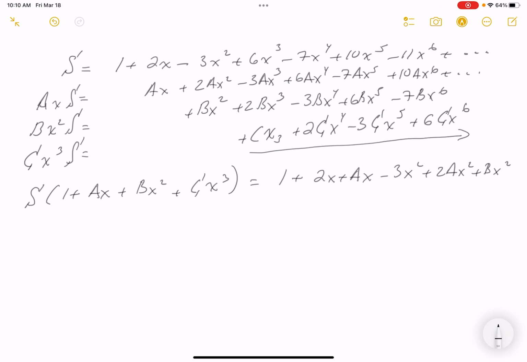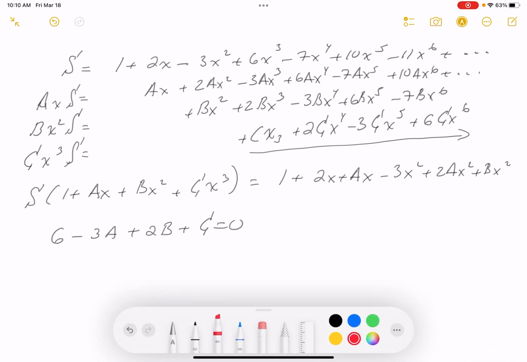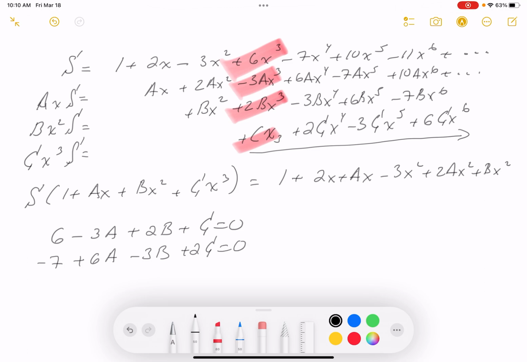All right, let's write this down. So there's 3 unknowns now. Let's write the first one down. It's going to be 6 minus 3a plus 2b plus c must equal 0. Let me just see if I did that right. I'm doing the cubes: 6 minus 3a plus 2b plus c equals 0. Let's go to the next thing, the fourth powers. So you get minus 7 plus 6a minus 3b plus 2c, that should also equal 0. I got 3 unknowns, I need 3 equations.